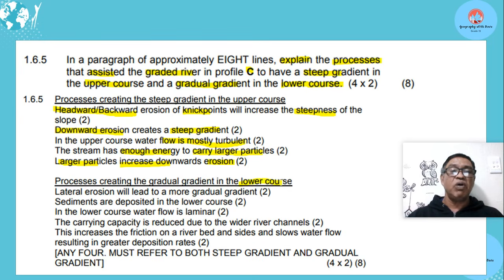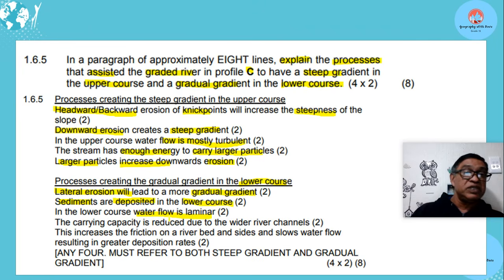In the lower course, lateral erosion will lead to a more gradual gradient. In the lower course, it's mostly deposition, but you're getting some form of lateral erosion. Sediments are deposited. Deposition is the main thing. And if more deposition happens, the slope becomes more gentle. The flow is laminar, more smooth flow, so less rough flow, less erosion.